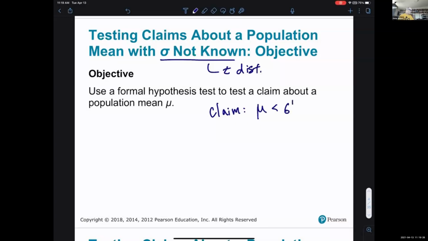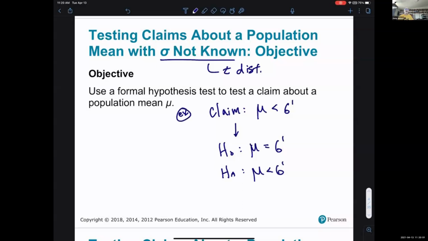And then we can take that claim and translate that into a null and alternative hypothesis. And so I would say, all right, the null hypothesis is that the mean value is equal to the specified value. And then my alternative hypothesis, if I'm claiming that the mu value is less than 6 feet, then that would be my alternative hypothesis, as an example.